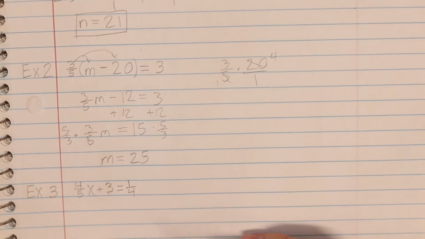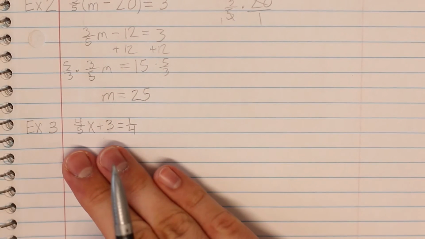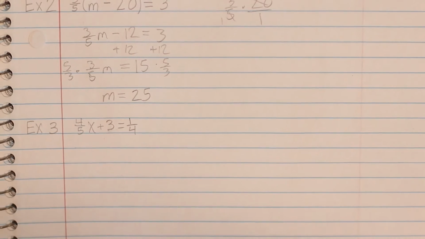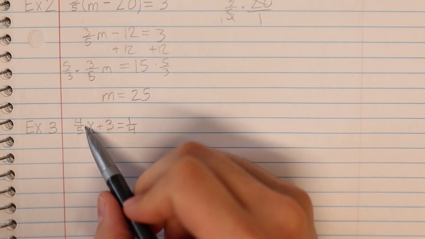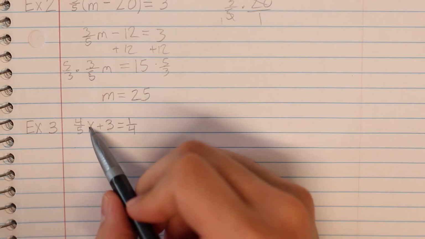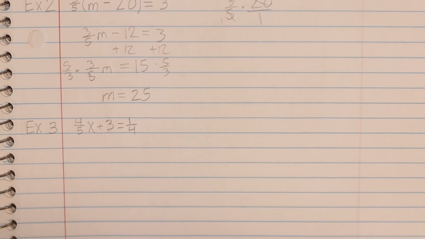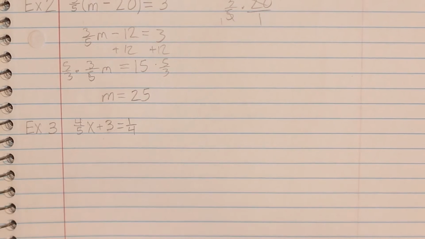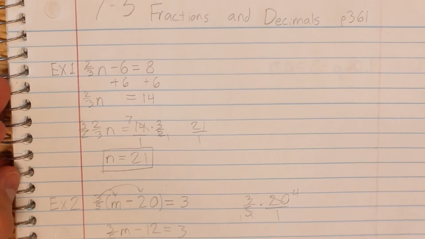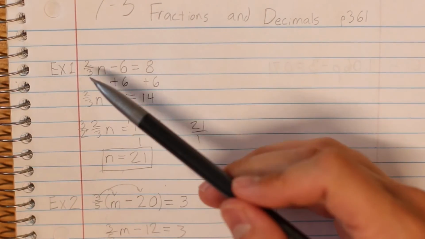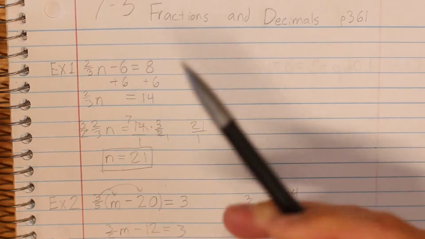Okay, next we have this problem right here where we have 4/5 x plus 3 equals 1/4. So here we have 4/5 x plus 3 equals 1/4. This is where it could get tricky. Now I'm going to show you a trick. Now before, if you look up here, notice how many fractions were in each problem. 1 and 1.